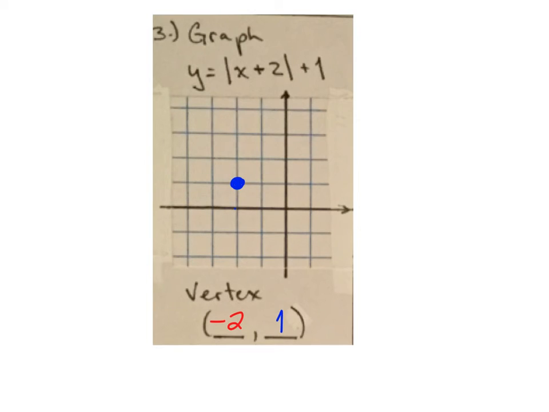Once again, the coefficient out in front, in this case, it's 1. That will give us the slope of the right side of our absolute value equation. So we'll go up 1 over 1. The left side will be up 1 and back 1. Now we have enough to come up with that v for our absolute value.